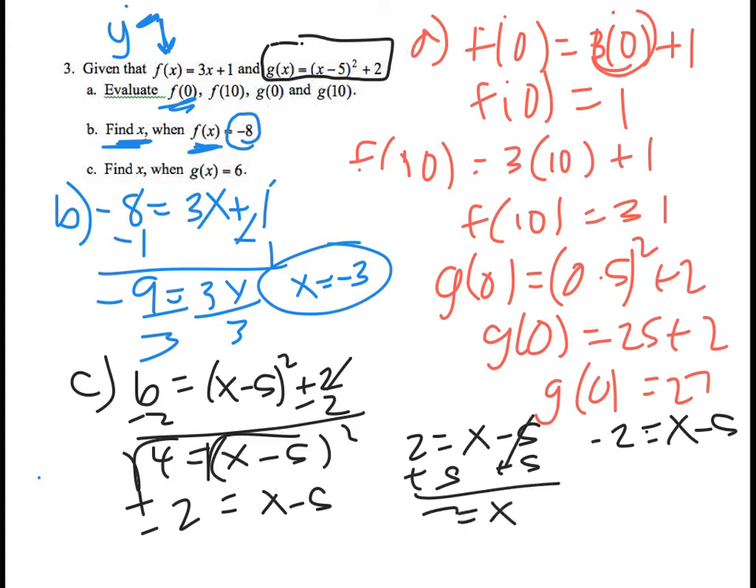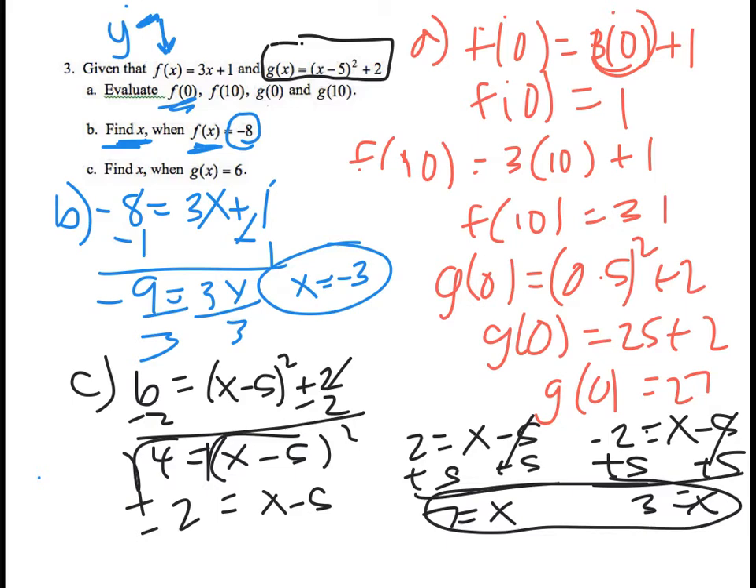So x could equal 7. Add 5 in my other one. Or x could equal 3. So there's 2 solutions here for C.